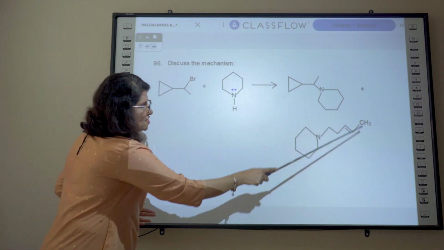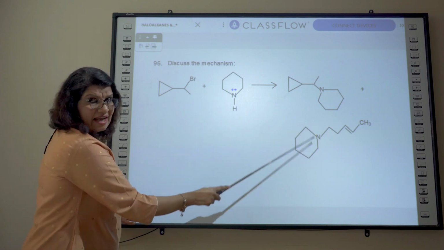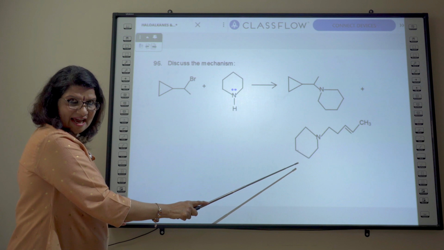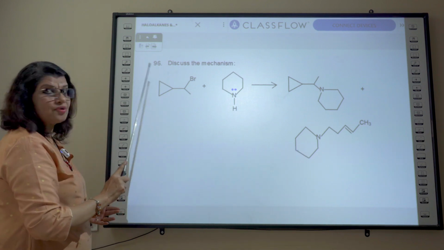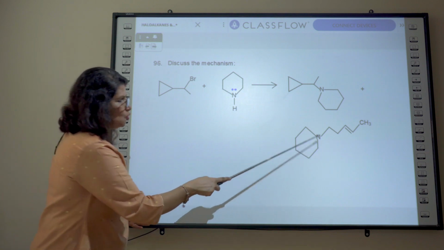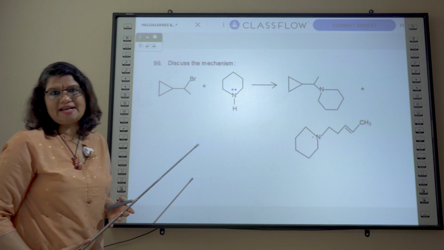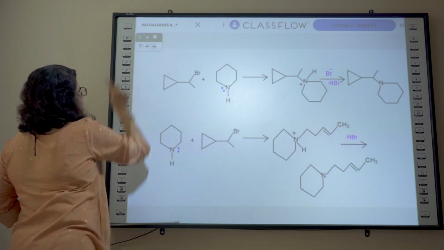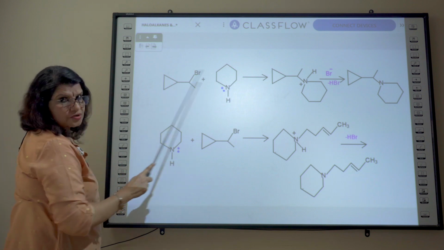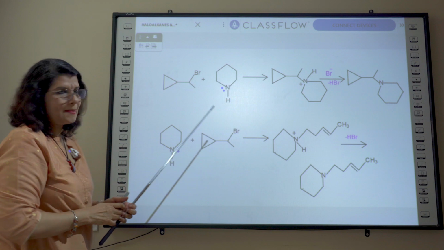What about the formation of this product, where the 5-membered ring of the nitrogen containing compound is intact without the hydrogen, but the cyclopropane ring has opened up to give you a straight chain side chain attached on this nitrogen? Okay, so let's see how that happens. The very first reaction would be, let's understand how the first product is formed, which is very easy.